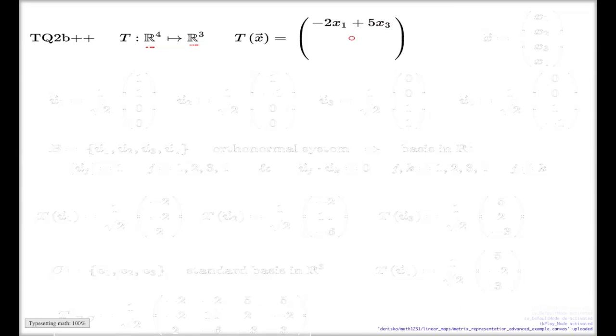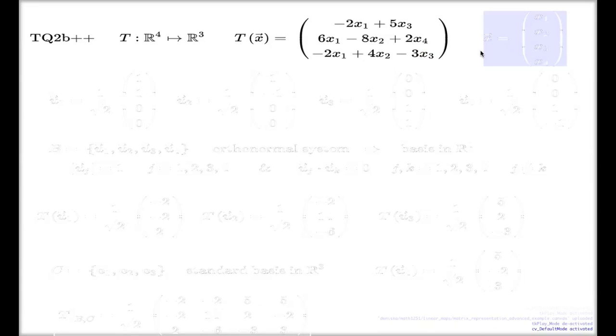It was a map which takes R4 into R3. Here was the formula for that map. I'm just repeating this stuff from 3 slides ago. And next is a 4-component vector like so.